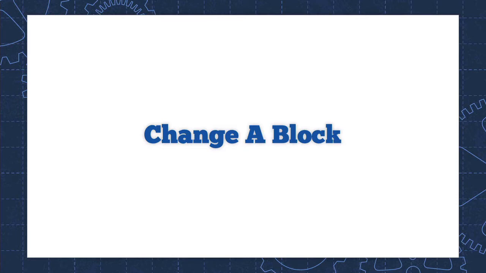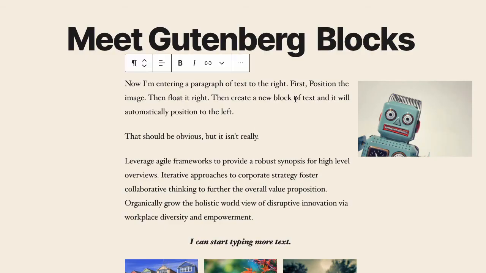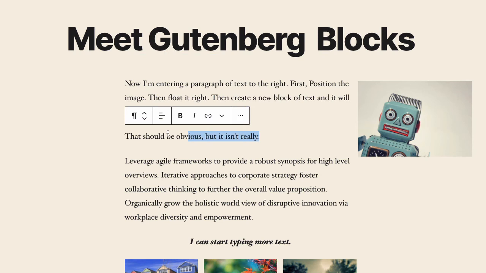So you've added a block and you're looking at your page and you realize it's not quite right. The block you added and spent all that time working on should have been a different block. Let's take a look at how you would change a block. So I've got this line of text right here. This is a paragraph block. And the toolbar is hovering over it with the obvious formatting things.